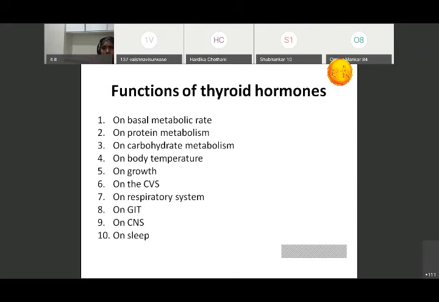Now, shall we stop here? The 6th, 7th, 8th, 9th, 10th points, the respiratory system, are not very important. CNS is very important, and CVS is very important from the functional point of view. So we'll take them in the next lecture.